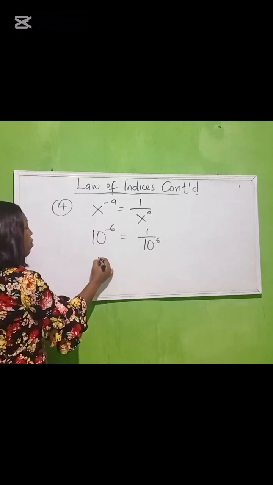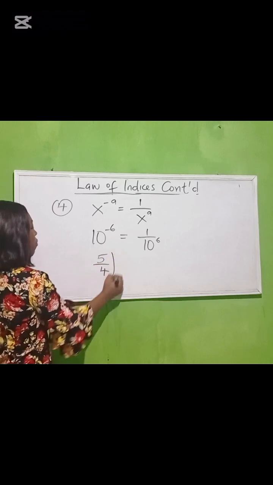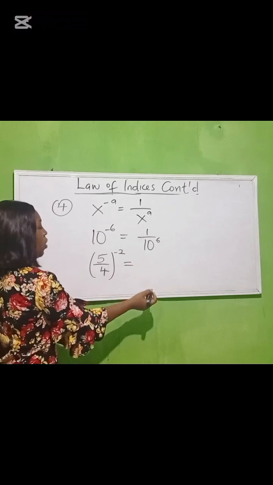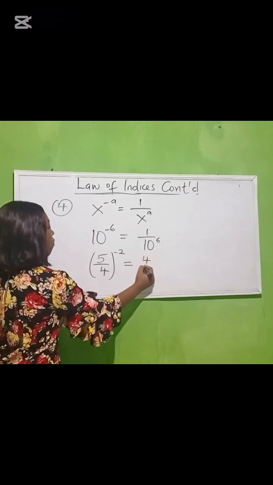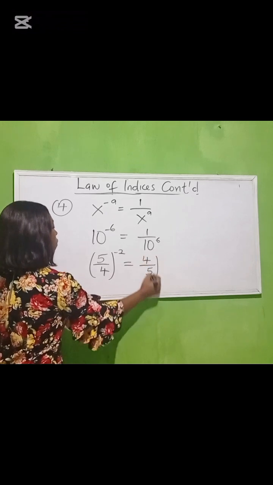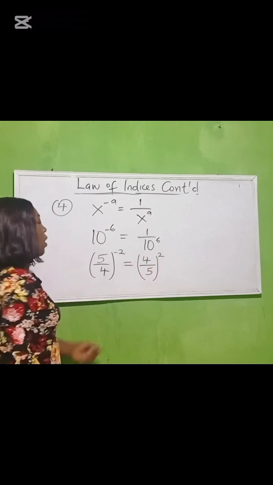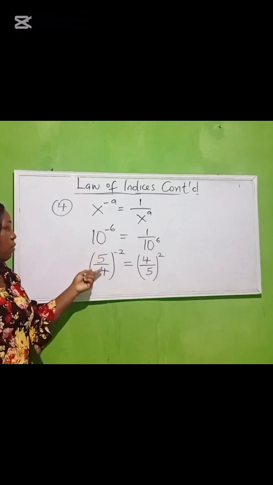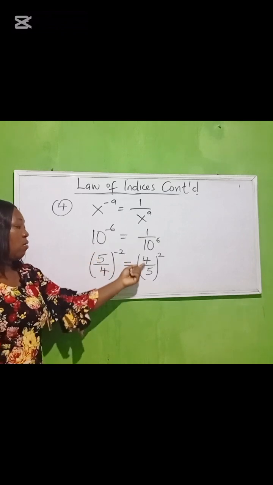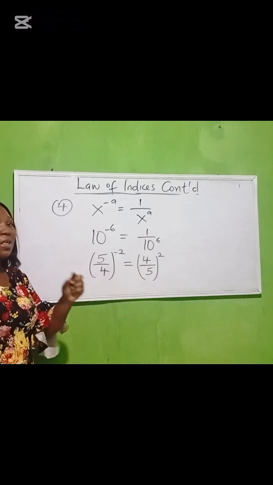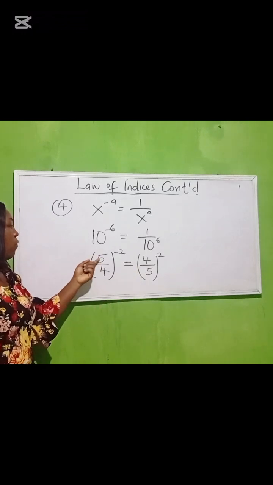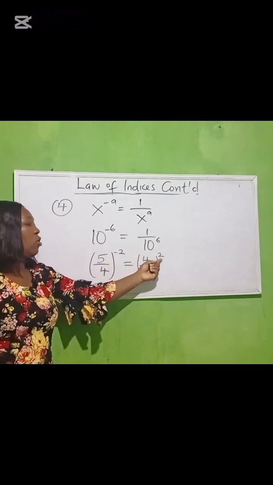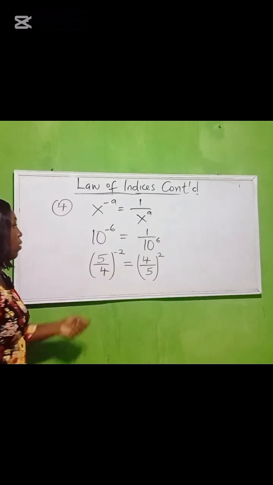Then the other example is 5 over 4 raised to power negative 2. Now, the answer is actually 4 over 5 raised to power 2. Now, how do we get this? Because of this minus, you tend to swap your 5 and 4. I will show you how this is derived as 4 over 5, but the easiest way to go about it is just to swap 5 and 4. This terminates your negative, then you write your 2.